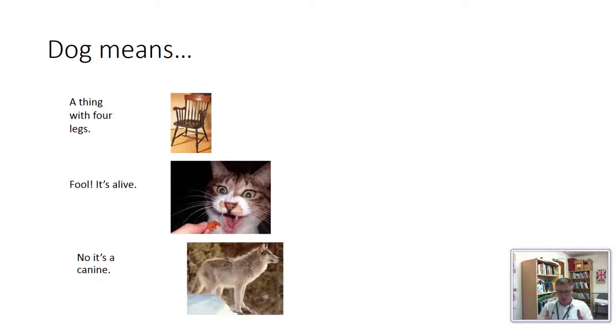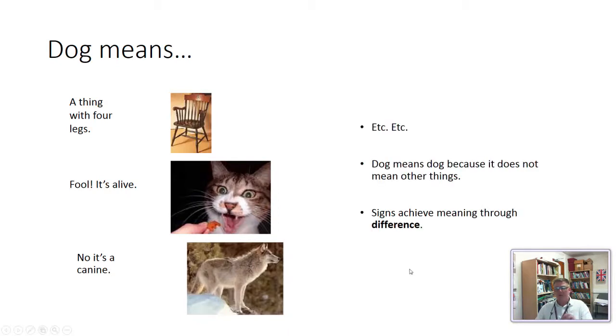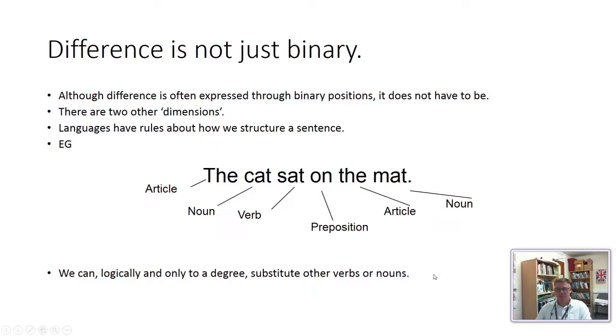So for us, a dog is a specific category of entity, of an animal, and we know it's alive, and we know it isn't a cat kind of thing, and we know it isn't a big wolf, and we pare it down until we get the specific of what we mean by dog. So dog means dog because it doesn't mean other things. Signs achieve meaning through difference, through not meaning something else.